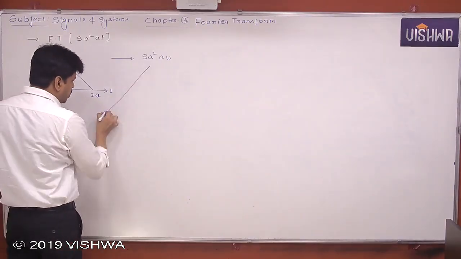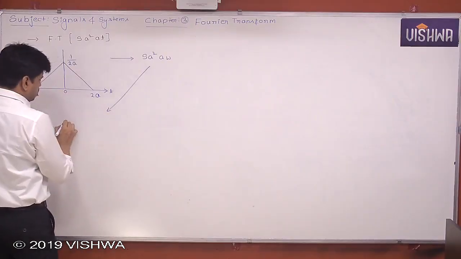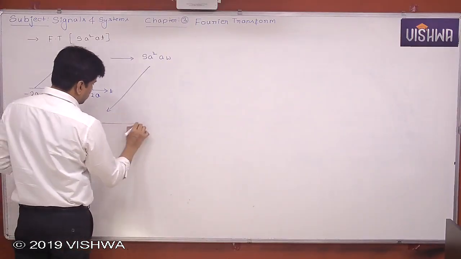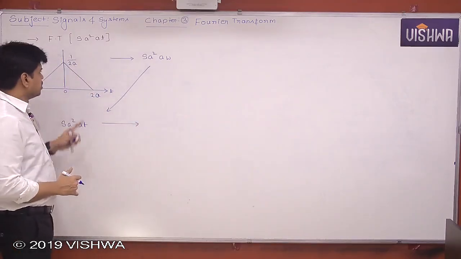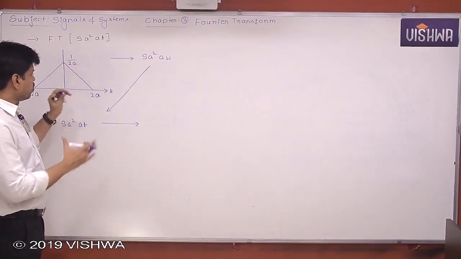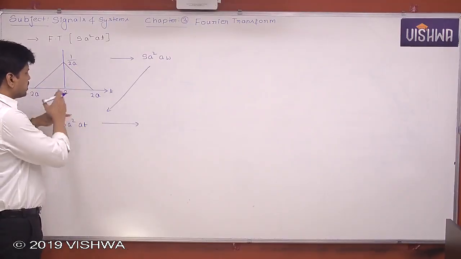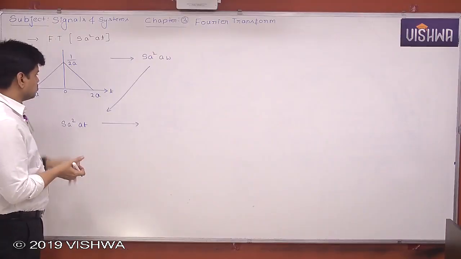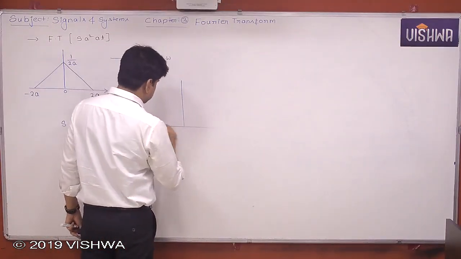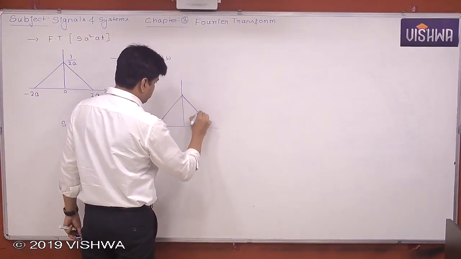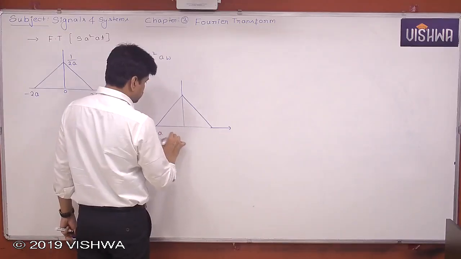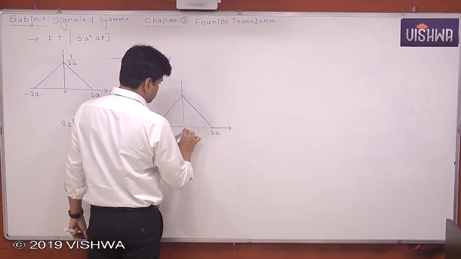Now if I apply the duality property, for sampling square at, if I replace omega with t, then here we have to multiply this function with 2 pi and we have to fold the signal. If I fold the signal, will it make any difference? No, not at all. So I can get the same signal between minus 2a and plus 2a.